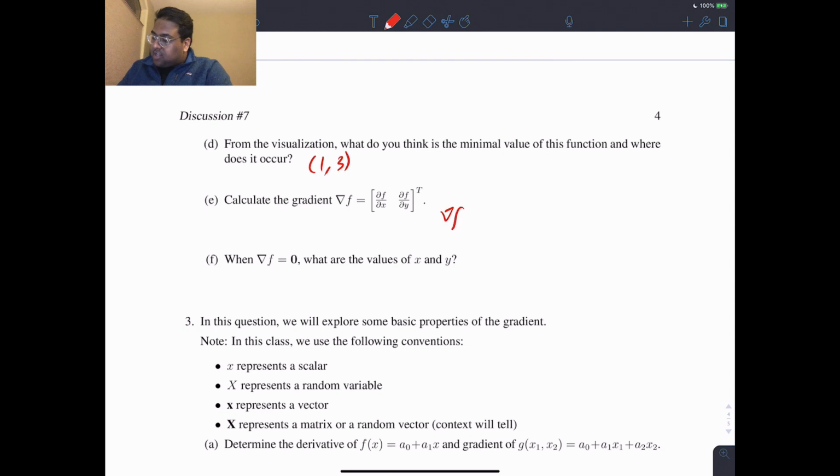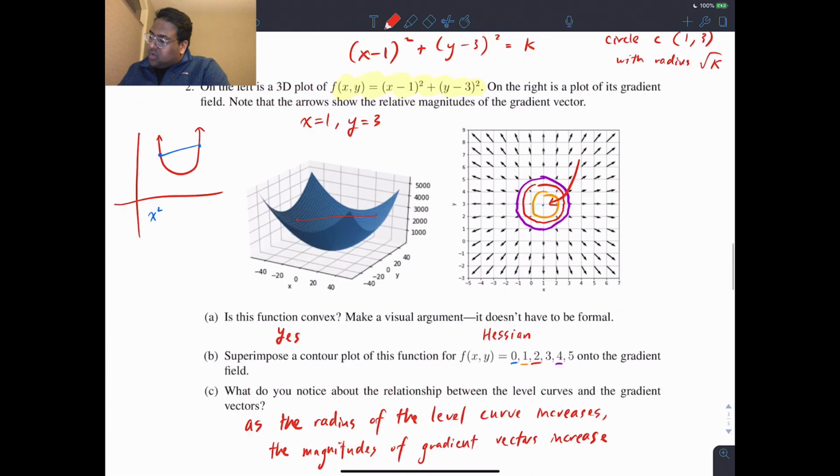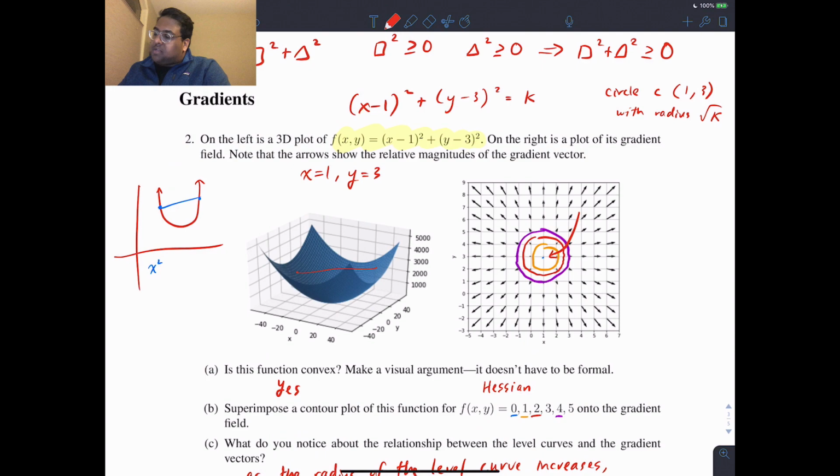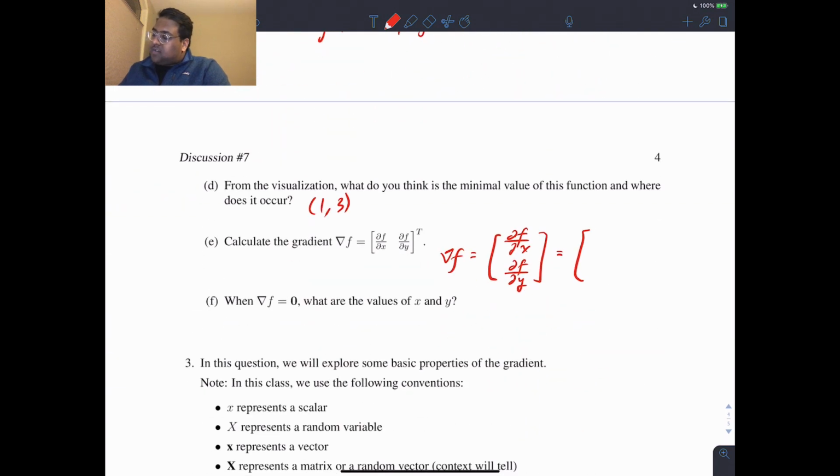To do this a little more formally, let's calculate the gradient of the function. The gradient will be a vector of all the partial derivatives, so the partial with respect to x and the partial with respect to y. As a reminder, our function is (x - 1)^2 + (y - 3)^2. What's the derivative of that with respect to x? It's just 2(x - 1). And the partial derivative with respect to y is 2(y - 3). So that's the gradient.